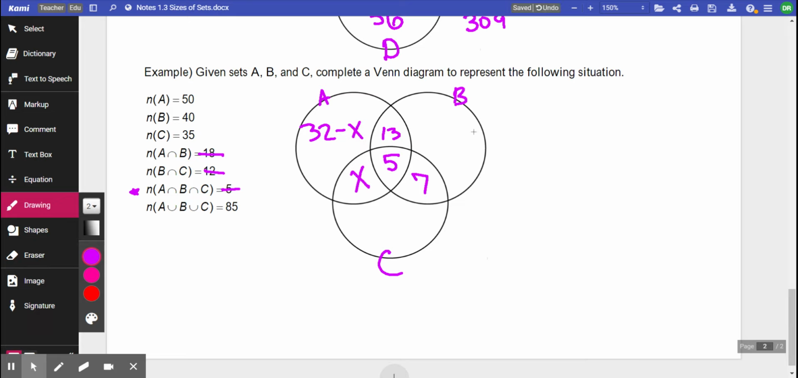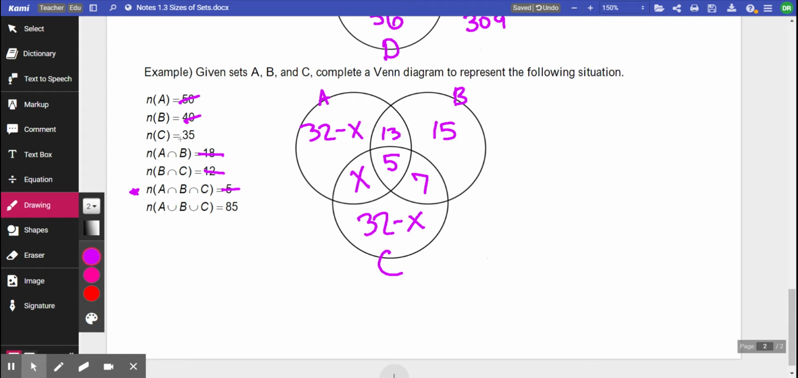All of circle B is 40, but we already know these. 13, 5 makes 18, 7, this makes 25. So 40 minus 25, this would give us 15. All of circle C adds to 35. This portion, 5 and 7 makes 12. So 35 minus 12 is going to give us 23. And then you also have to subtract the portion that we don't know, which is x.